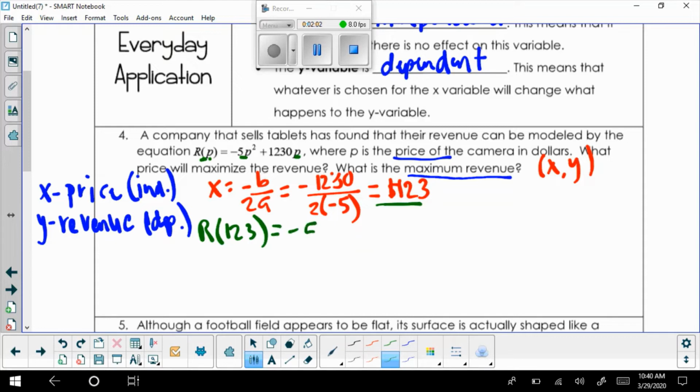equals negative 5 times 123 squared plus 1,230 times 123. So we're going to type that in our calculator, negative 5 parentheses 123 squared plus 1,230 times 123, which gives us $73,165.